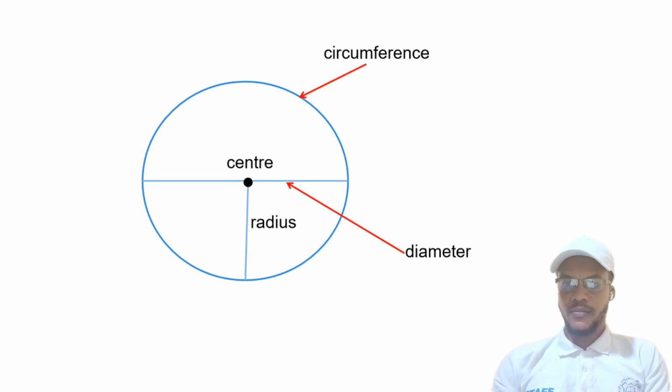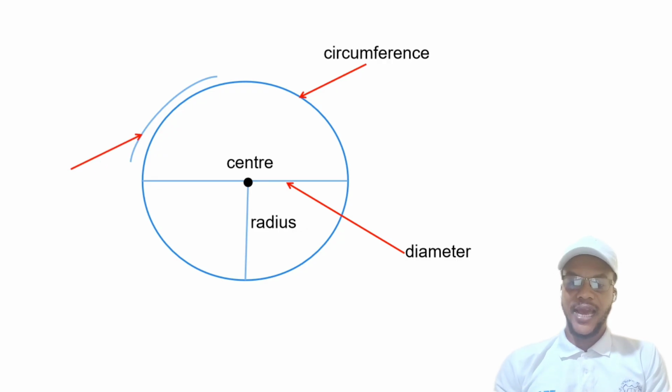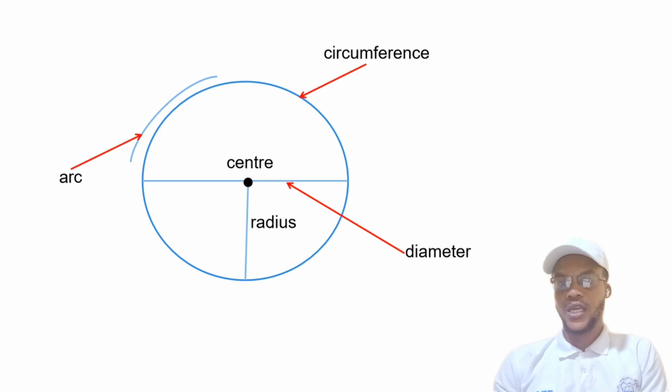Good. So that is the circumference. Now let's look at this part also. This is also called what? The arc. Okay, the arc. The arc forms part of the circumference. The number of arcs you join together to form the circle is the circumference. So the arc is also part of the circumference.